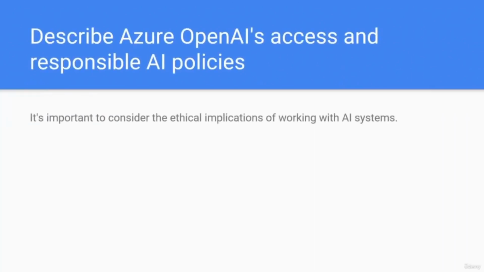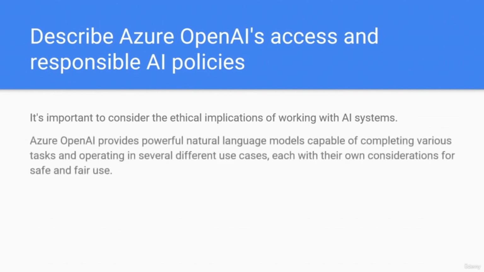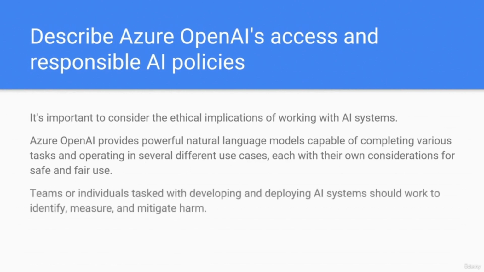Describe Azure OpenAI's access and responsible AI policies. It's important to consider the ethical implications of working with AI systems. Azure AI provides powerful natural language models capable of completing various tasks and operating in several different use cases, each with their own consideration for safe and fair use. Teams or individuals tasked with developing and deploying AI systems should work to identify, measure, and mitigate harm.